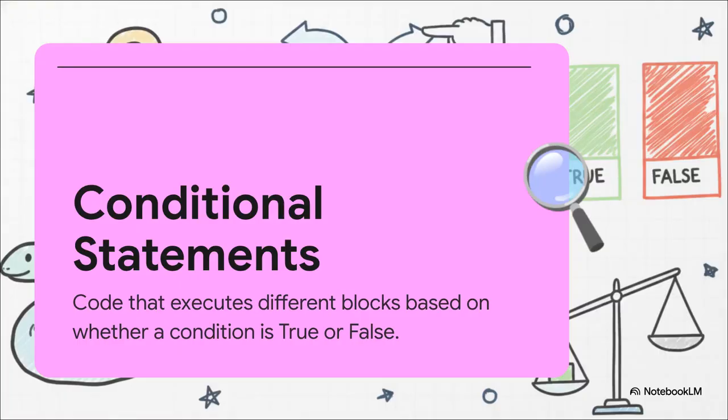Python operates in exactly the same way using what we call conditional statements. Basically, a conditional statement allows your code to look at a situation, evaluate it as either true or false, and then execute a completely different block of code based on that result, true or false. That is the fundamental heartbeat of logic in Python.